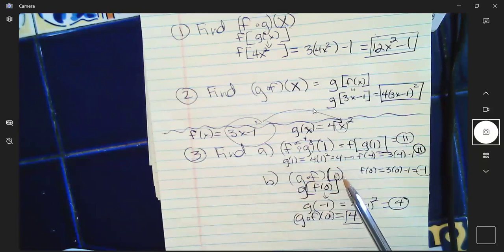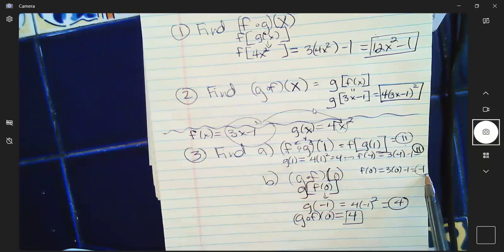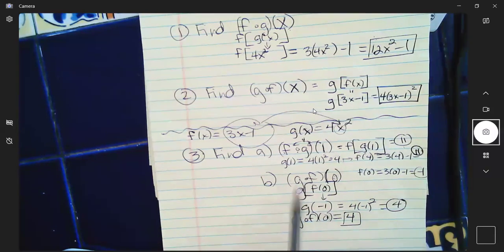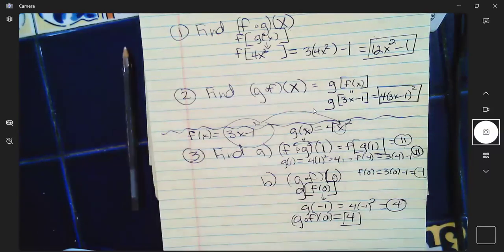So you'll start with the number that's the input, plug it into the function right next to it, and get the answer, -1. And then you'll take -1 and plug it into the outer function and work out that answer. And you're done. When you get to the front of the function names, you're finished. Okay, so that's composition of functions.